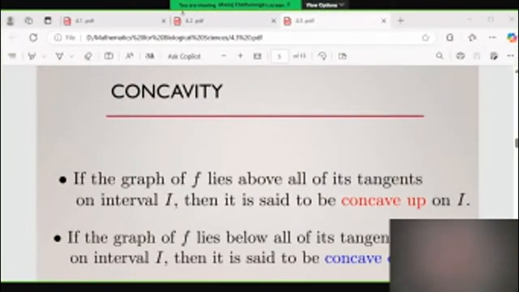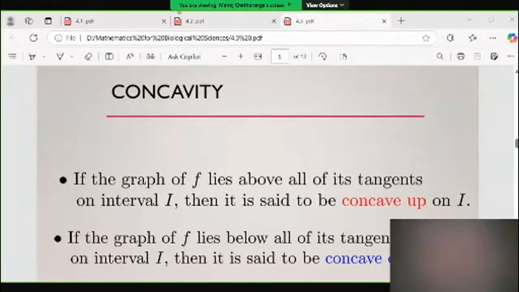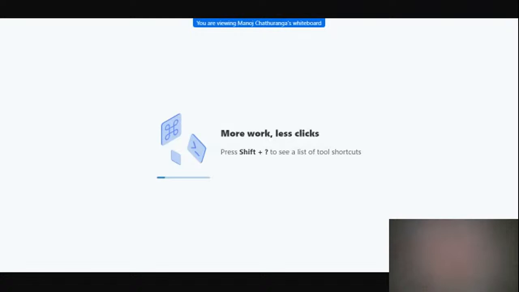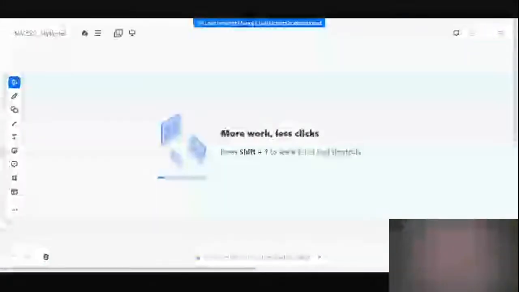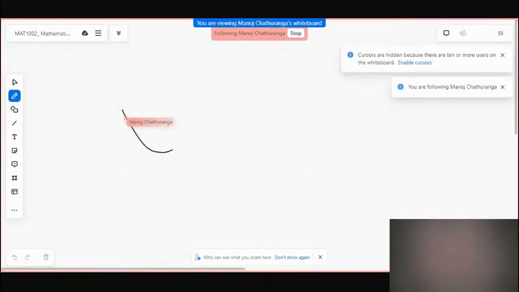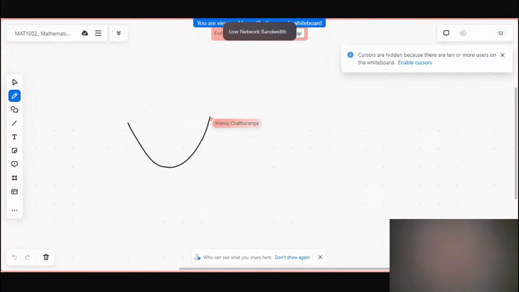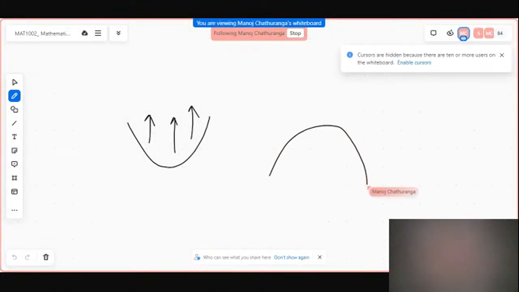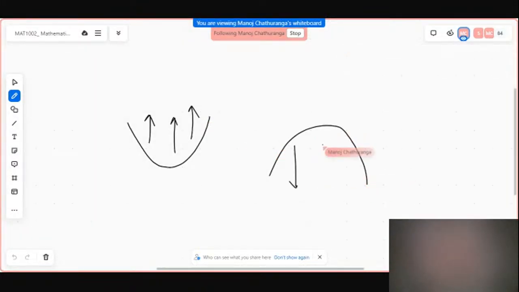Let me show you. Let me draw these two pictures. A graph is said to be concave up if the shape looks like this. Concave up. It is facing upward. Or we say it is concave down. It is looking downward.